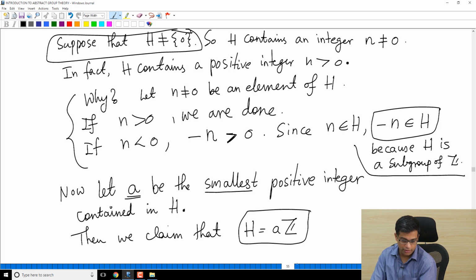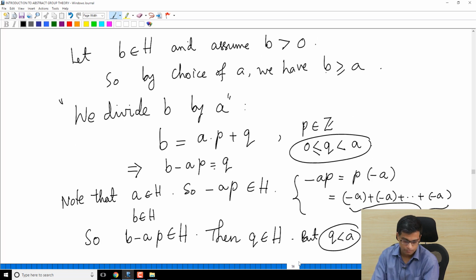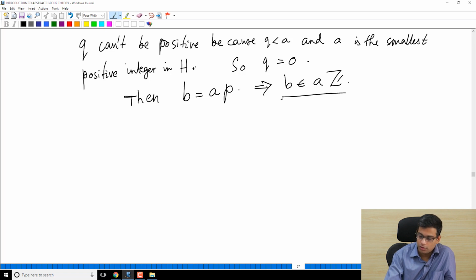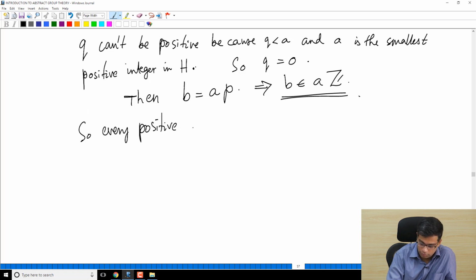See, I have started with an arbitrary element of H which is positive and concluded that it is a multiple of A. I do not care what P is, it is just a multiple of A, that is what I am interested in. So, every positive number in H is a multiple of A.